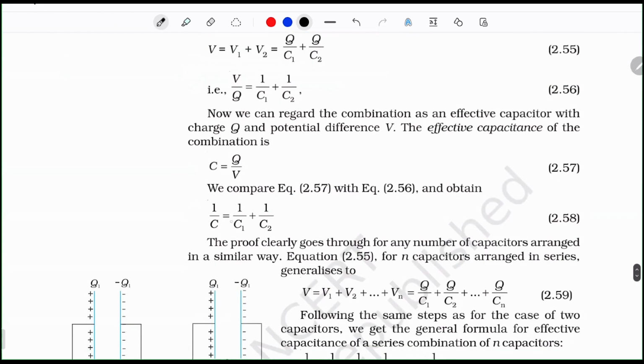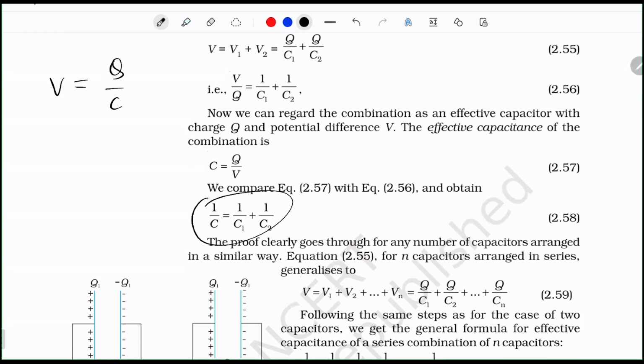So 1 by C is equal to 1 by C1 plus 1 by C2. So in fact, capacitors in series behave like resistors in parallel. And actually, you'll see soon that the vice versa also holds. Capacitors in parallel behave like resistors in series. And well, the reason is simple. If you look at it, V is equal to Q by C.